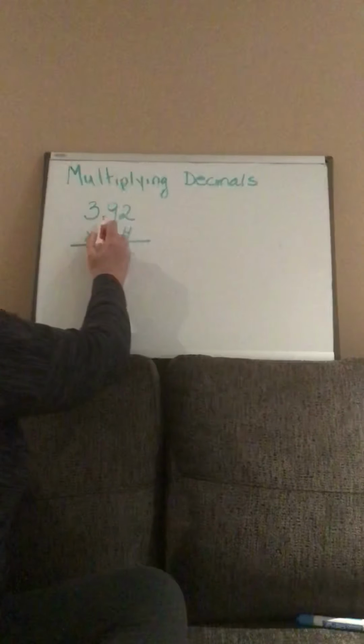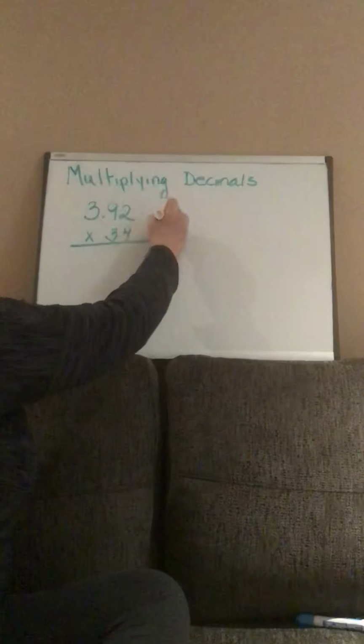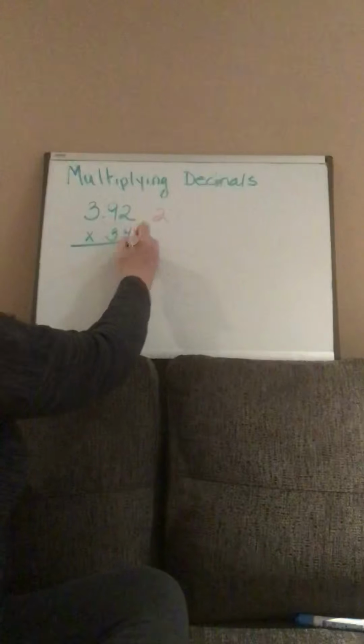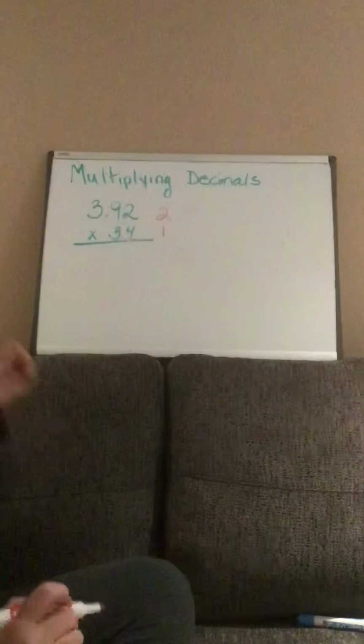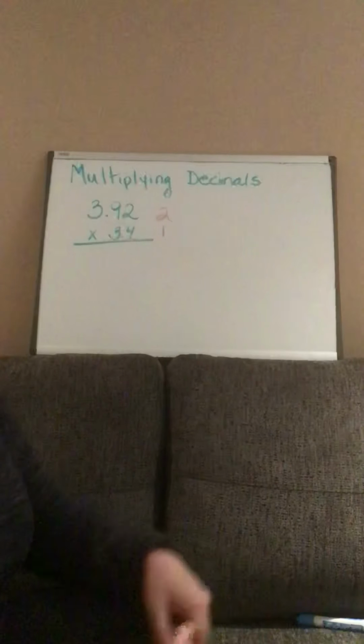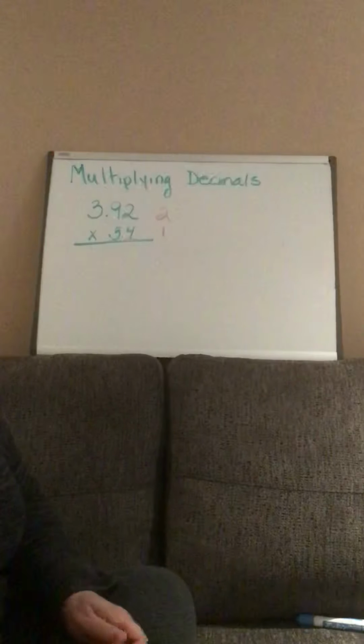And as I can see here, I have 1, 2 here, and I have 1 decimal place here. I'm just going to keep that off to the side because that's going to help me at the end to finish off my question. So I'm going to go ahead and just do my regular multiplication now.